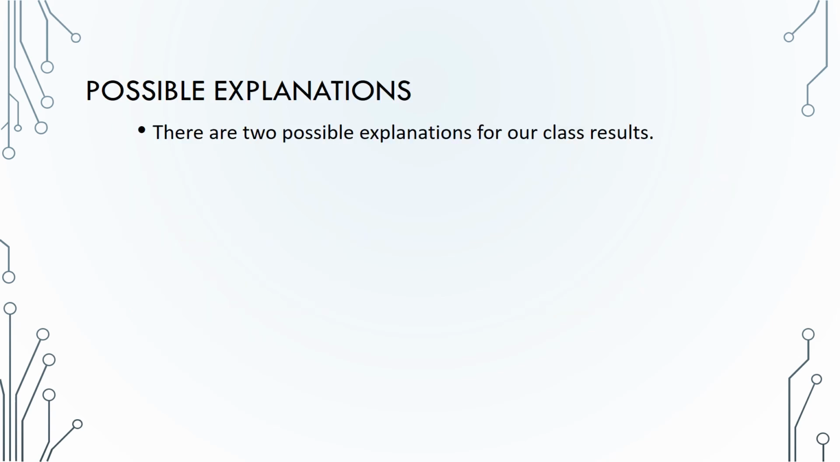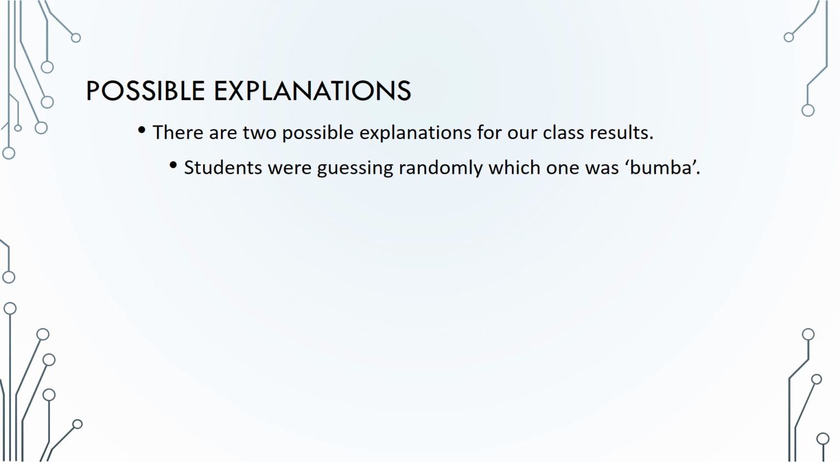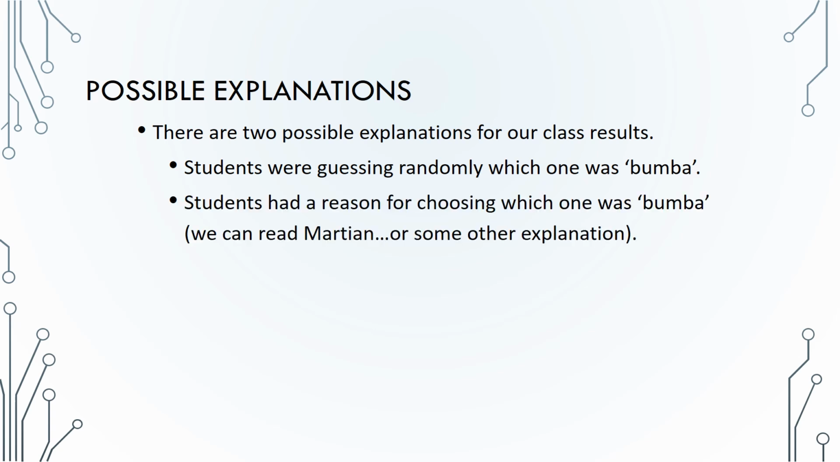As with any data collected, there are two possible explanations for the results obtained: random chance, or something else is going on. For this study, that would mean students were guessing randomly which one was Bumba. Your book would refer to this as the chance model, or chance explanation. Or students had a reason for choosing which one was Bumba. We can read Martian, or some other explanation.